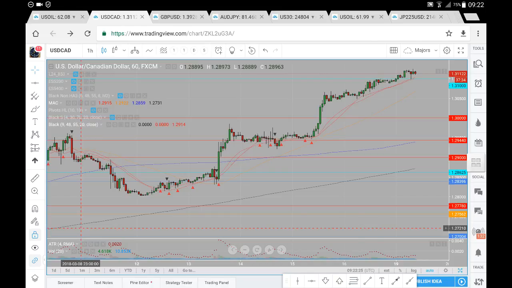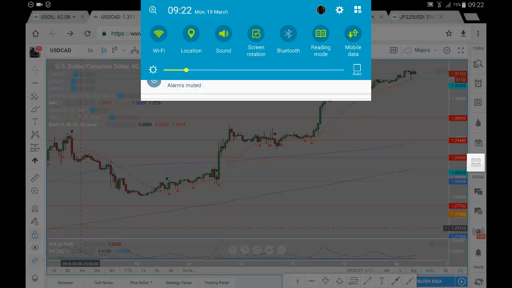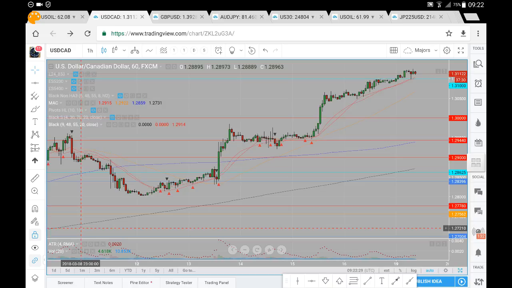So this USDCAD analysis for Monday, the 19th of March. Now, let's have a look at what happened to price and where price may likely go. So we had price come down towards this. You know what? I need to get a definitive look here on this level.